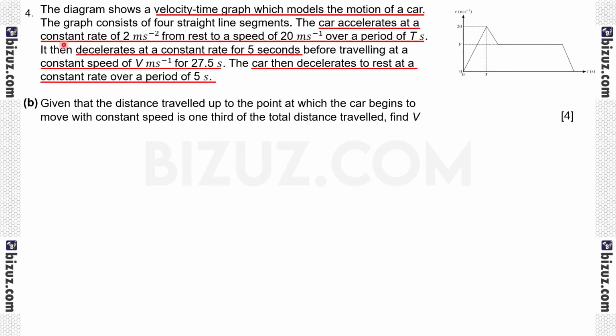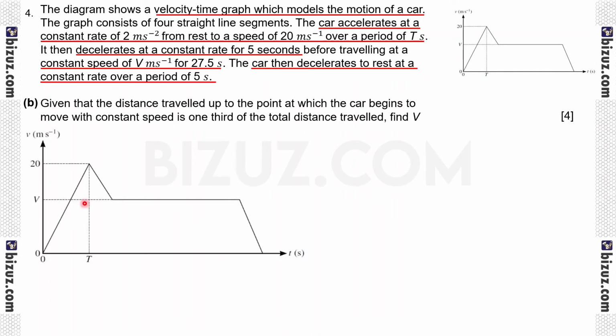question. Now for the next part of this question, the overall question remains the same. We say that given that the distance traveled up to the point at which the car begins to move with constant speed is 1/3 of the total distance traveled, find v. Now this question holds 4 marks. So let's first understand the whole question. So for this, let's redraw this diagram.